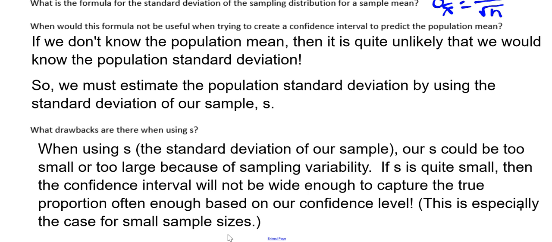If S happens to be quite small, then the confidence interval will not be large enough to capture your true proportion, and it won't capture it often enough based on the confidence level that you had chosen. And this is especially the case for small sample sizes. Remember, smaller sample sizes mean you do have increased variability. So a small sample size is more likely to have an extreme case in either direction, to where you could have a very large standard deviation or small standard deviation. And when that standard deviation happens to be small, you might end up with a confidence interval that is way too narrow.